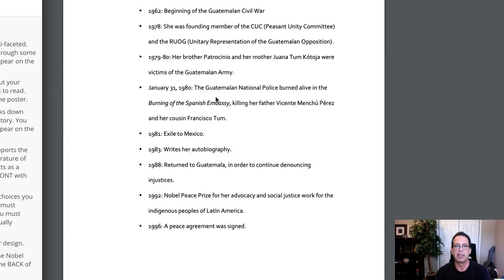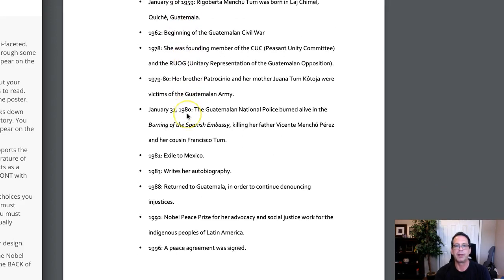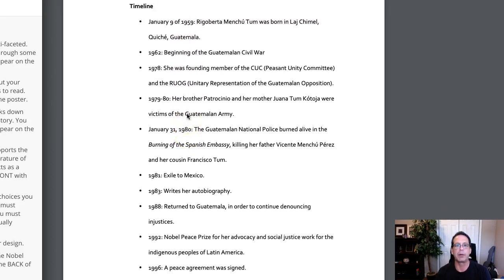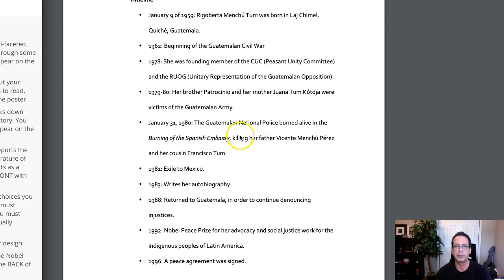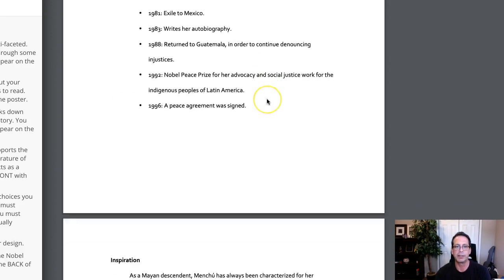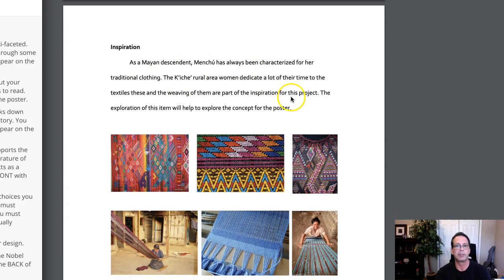Timeline, great job. Just a great amount of information for the timeline. You don't want too much information because it's going to be really difficult to compile and format the timeline, but you don't want too little either. So I think this is really good here. Then we have our inspiration, which is fantastic.